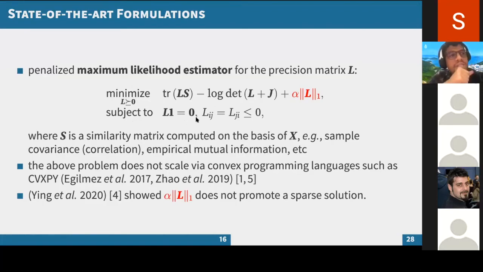Another interesting thing I'd like to point out in this problem, just so you know how this field is still maturing, is that it was very common to add this L1 norm here. It's almost a no-brainer: put the L1 norm there and we're going to get a sparse model at the end. The story is completely the opposite. My friend Ying showed last year at NeurIPS that if you add the L1 norm to this problem, you're actually going to get a dense model as alpha increases. It's totally counterintuitive, but we proved that it's actually the case.